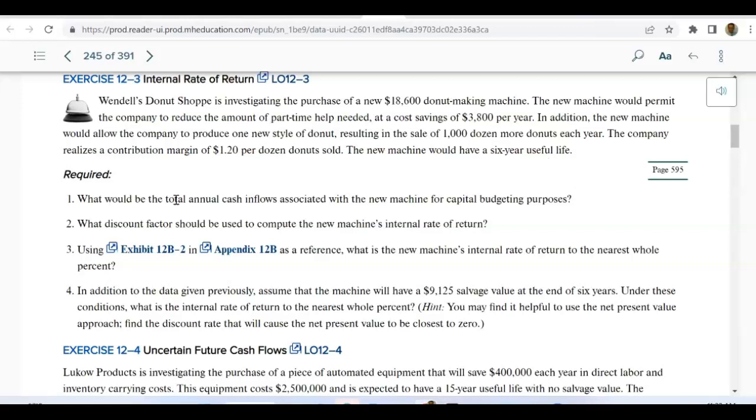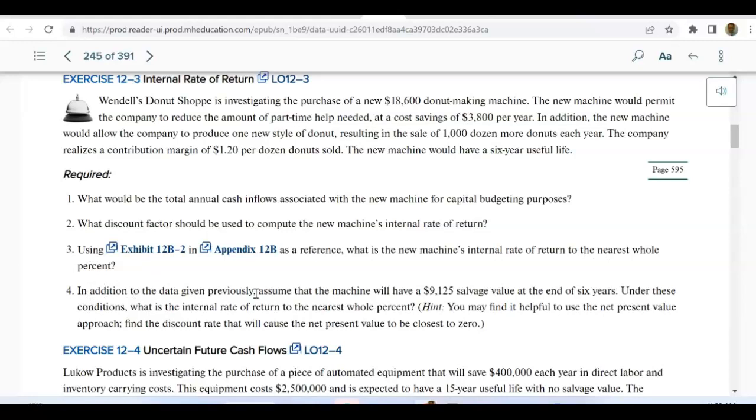Required: 1. What would be the total annual cash inflow associated with the new machine for capital budgeting purposes? 2. What discount factor should be used to compute the new machine's internal rate of return? 3. Using Exhibit 12B-2 in Appendix 12B as a reference, what is the new machine's internal rate of return to the nearest whole percent?